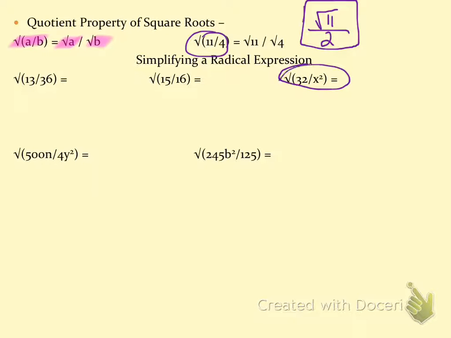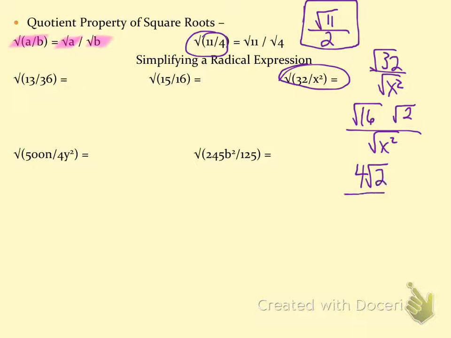Let's do this one right here. I've got the square root of 32 divided by the square root of x squared. The largest perfect square that divides 32 is 16. So I can change that into the square root of 16 times the square root of 2 divided by the square root of x squared. The square root of 16 is 4 times the square root of 2, and the square root of x squared is x. That would be my final answer. Again, everything under the radical sign can't be divided by a perfect square, and there is no radical sign on the bottom.